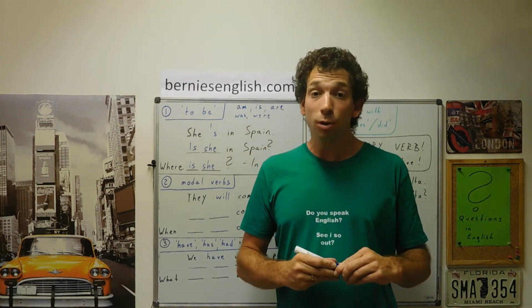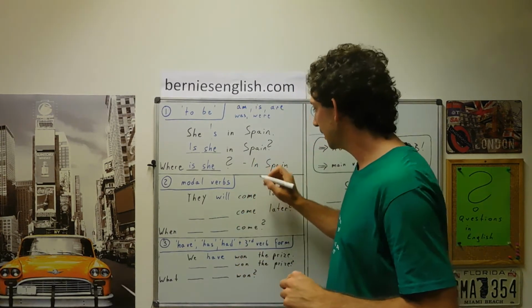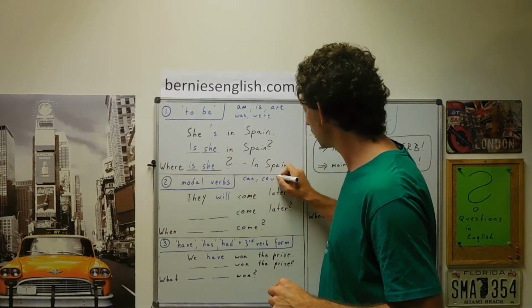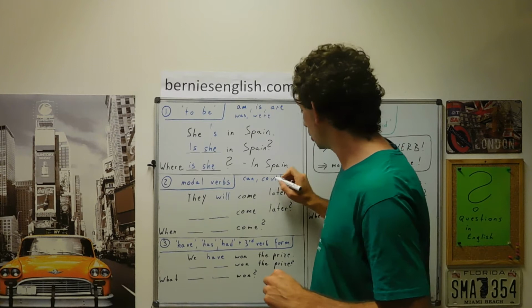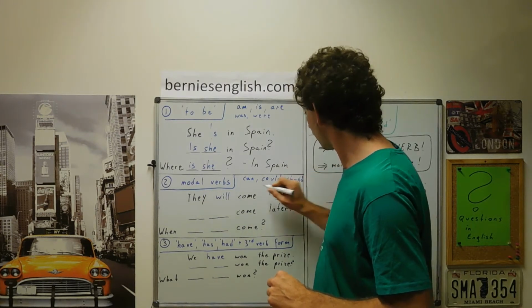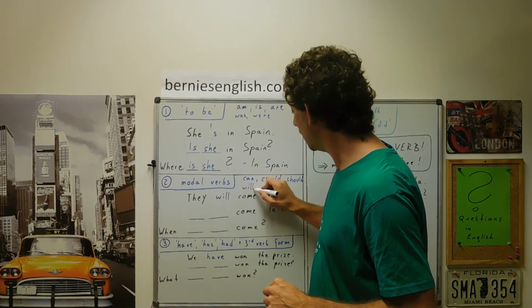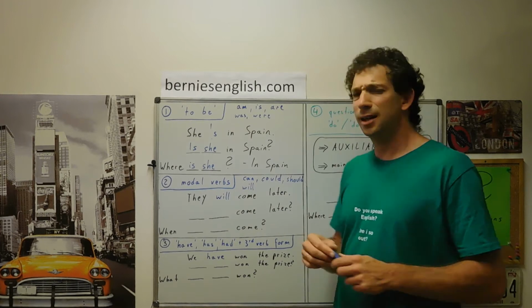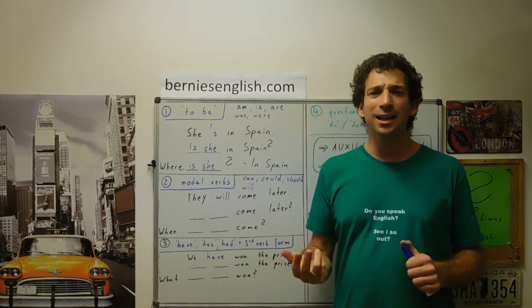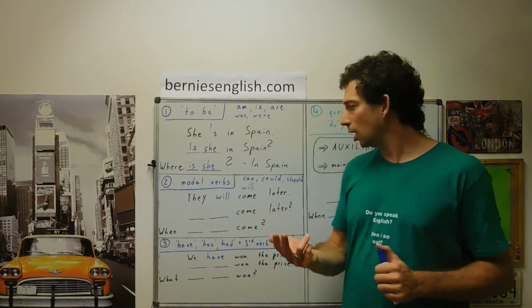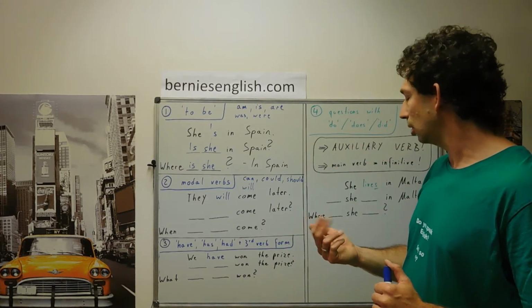And the most important modal verbs are can, could, should, will, for the will future is also included. And then there are others like might, may, must, shall, and I think those are all.